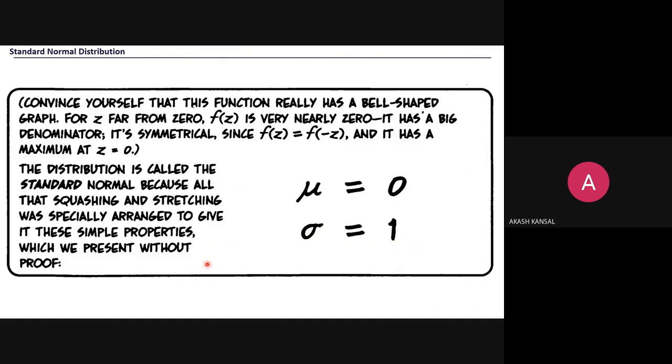Now why do we call this standard? Because this has very simple properties, right? So that's why we call it the standard normal distribution. We will see again how we can convert any distribution to a standard normal distribution.